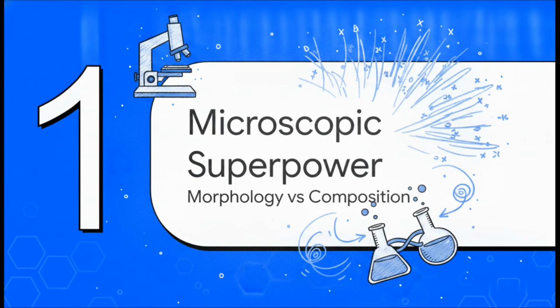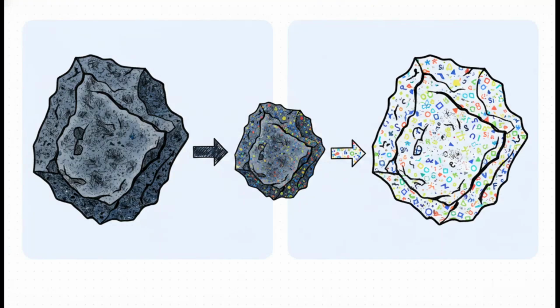Okay, Section 1, the microscopic superpower, morphology versus composition. It's really fascinating to contrast these two fundamental ways of analyzing a sample. You see, morphology gives us those stunning, high-resolution physical shapes using the FESEM. It shows us exactly what the sample looks like. But, looks aren't everything, right? Composition is where EDS steps in. It gives us the actual underlying chemical recipe. When you marry these two together, you get an unmatched analytical superpower.